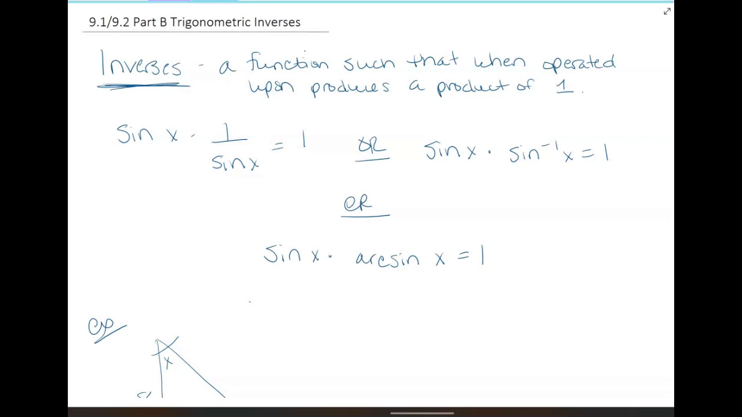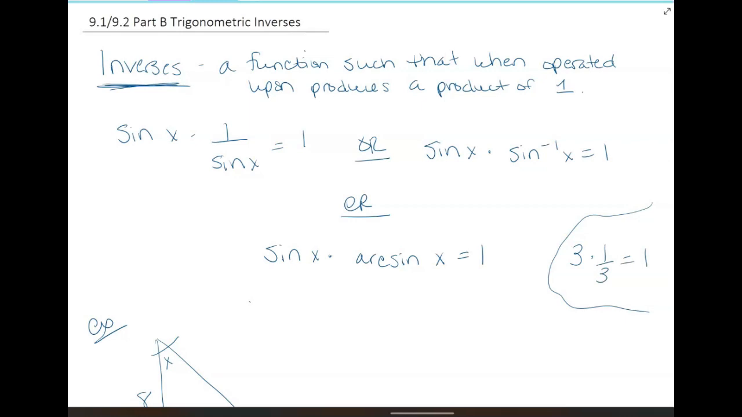So what does that mean when we're talking about trig functions? I'll tell you in a second, but you actually have worked with inverses a lot. Like a little example here would be 3. The inverse of 3 is 1/3 because when we multiply them together, you get 1.